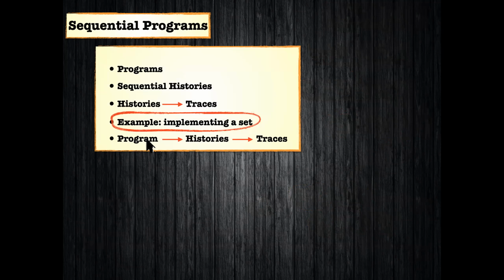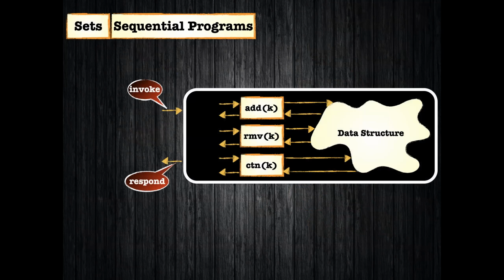So the story here is that from programs, we go to histories, and from histories, we go to traces. So from programs, we go to traces. And then we saw a typical implementation of a program that implements a set.